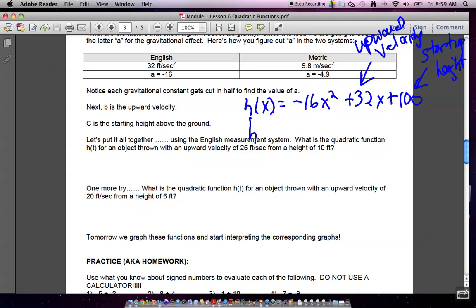So if I give you h of x equals negative 16x squared plus 75x plus 10, what's the upward velocity on this particular ball? 75. And what is the height from which the ball is hit or thrown? 10. That's all you need to understand for today. Ready? Write an equation of an object thrown with an upward velocity of 25 feet per second and from a height of 10 feet. Go ahead, do that. Write that equation out. It's going to look just like the one above it in blue, except you're going to change the numbers a little bit.